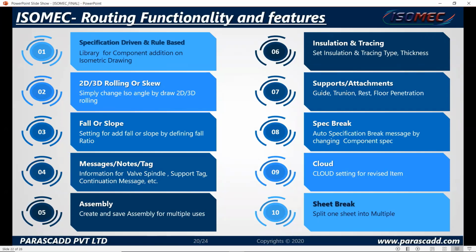You can create an assembly of a section which you want to use again and again. So there is no need to draw the assembly one after the other every time. Simply create an assembly, save it, and the next time you need it, check the assembly and include it in the drawing. The insulation and tracing can also be done for the lines with the help of this software.